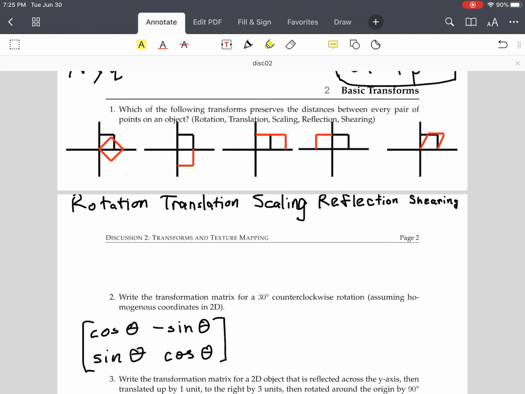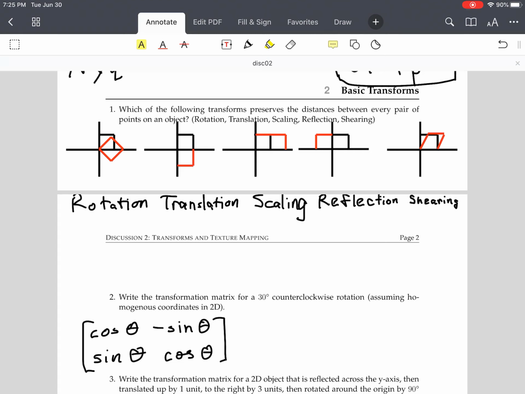So here I've gone ahead and drawn a few examples of these transforms. I'm sorry they're not the greatest pictures, but I hope they can get the idea across. So let's just go from left to right one by one and see which of these preserves the distances between every point on the object.